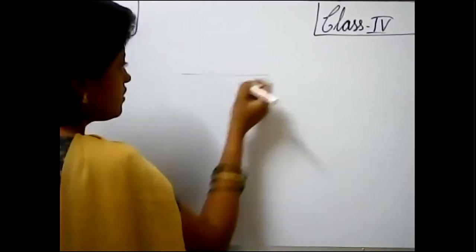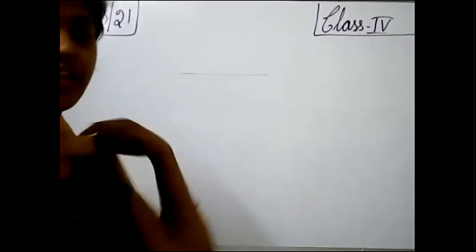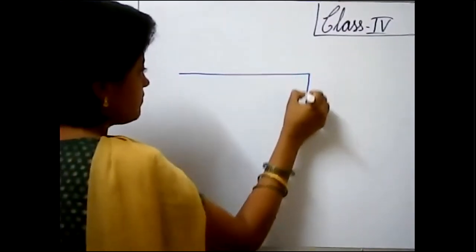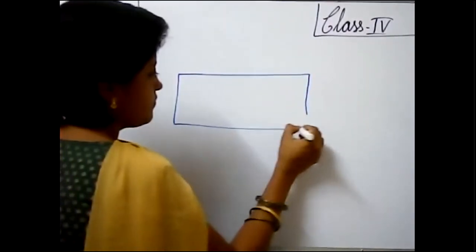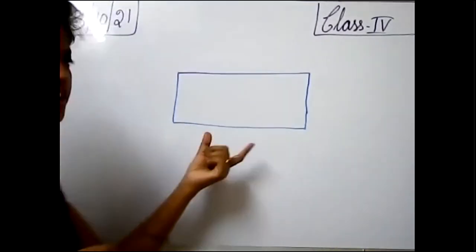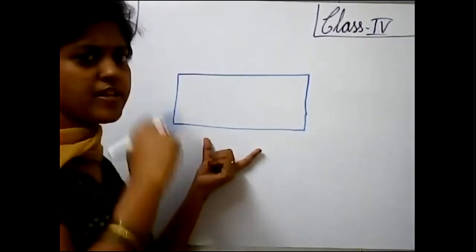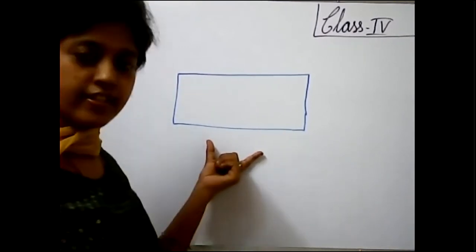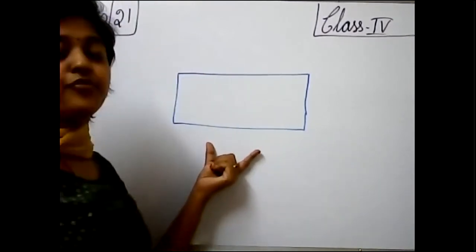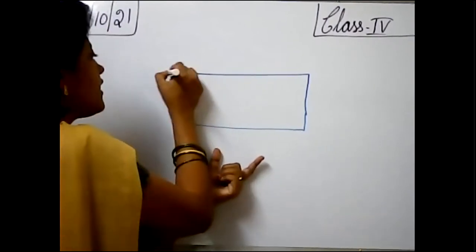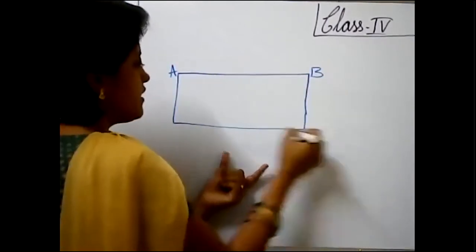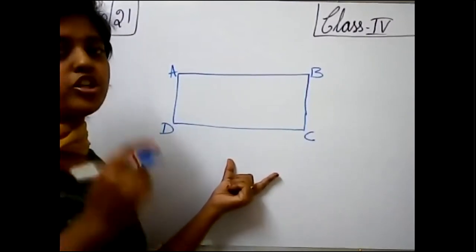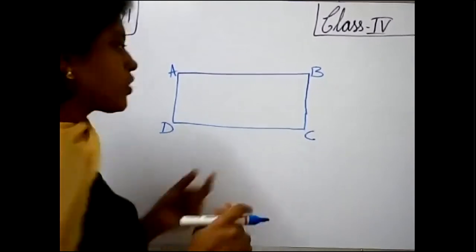Ma'am, is it length and breadth? Breadth. Wait, I will write it down. Children, after drawing the shape, what should we do as the first step? We should write A, B, C, D. After drawing the shape, we should name it. A, B, C, D.